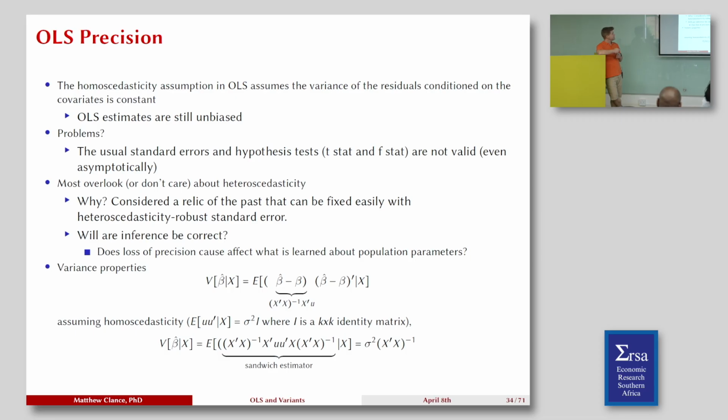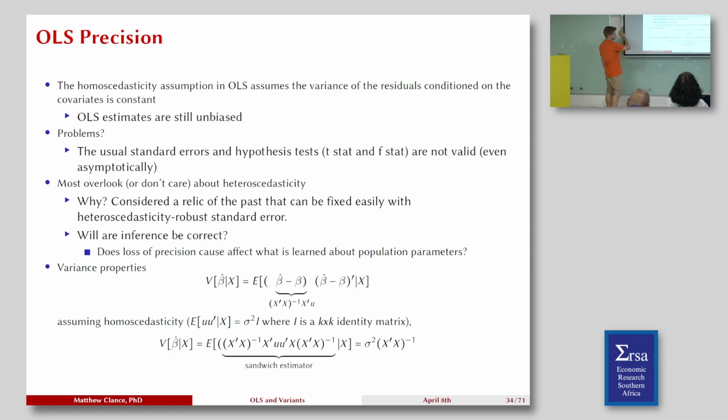So just remember, if you're doing all the assumptions, and I say this with a cringe, the OLS estimates are still unbiased. The problem is, like I said, the usual standard errors, the hypothesis tests, the t test and the F test that we use, are no longer efficient in that sense. Basically, we can't use them, or they're not valid, even asymptotically.